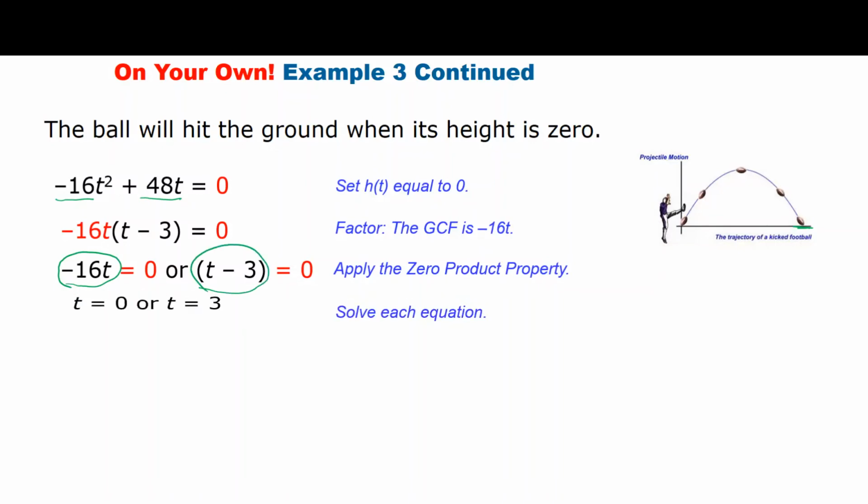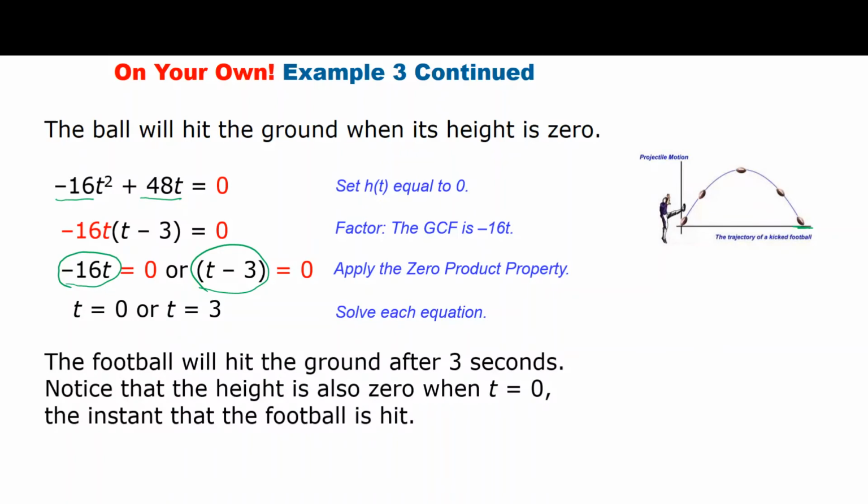So if I solve for those, I see that t is either going to equal 0 or t will equal 3. So is t going to equal 0? The time equals 0 here, and the time equals 3 at the end when the ball hits the ground again.